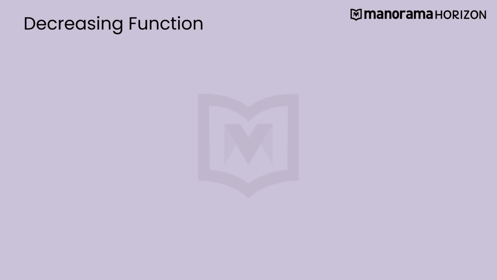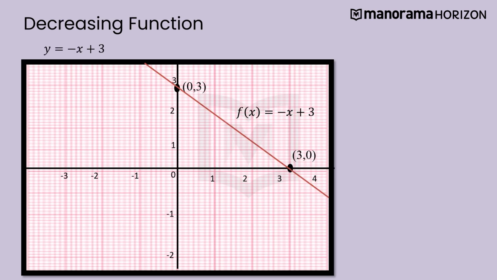Now consider the function f of x is equal to minus x plus 3. In this case, the slope is found to be negative. For negative slope, y decreases with increase in x. So it is a decreasing function.